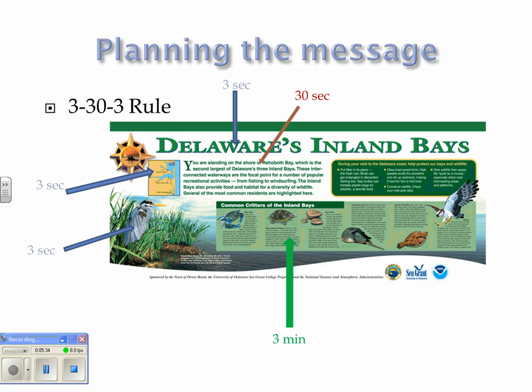But again, remember your planning triangle when you're thinking of your 3-30-3 rule. If most of your audience is going to be young children, you probably don't want to devote much of your sign, if any, to the 3-minute people.